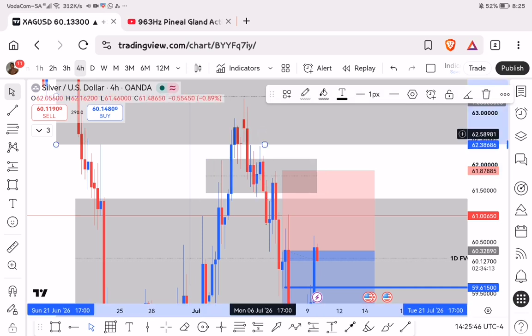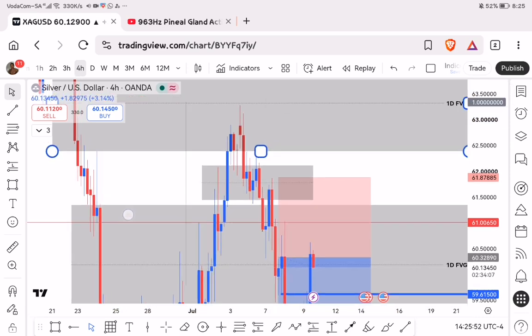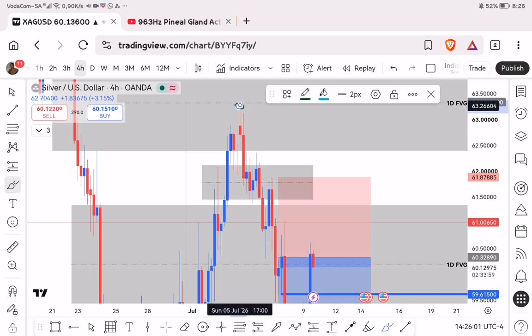We had this gap here. You can see, once price entered this gap, which was that 1 day gap, you can see this big candle to the downside, and then price, there was this gap here which was 1 hour.